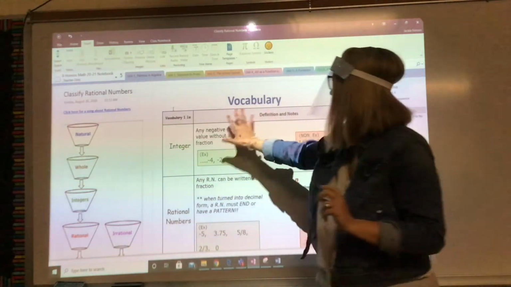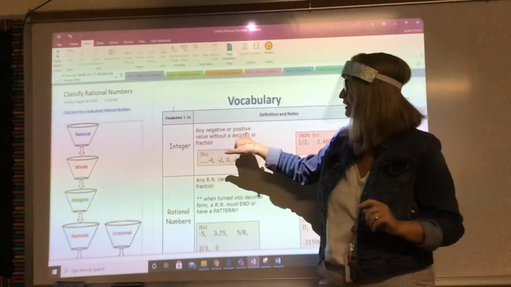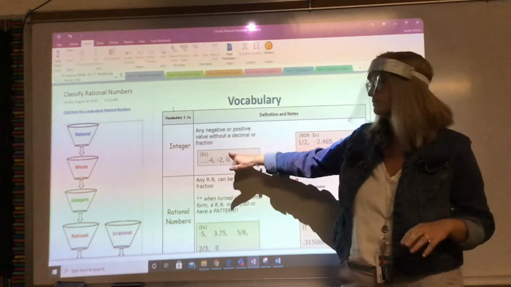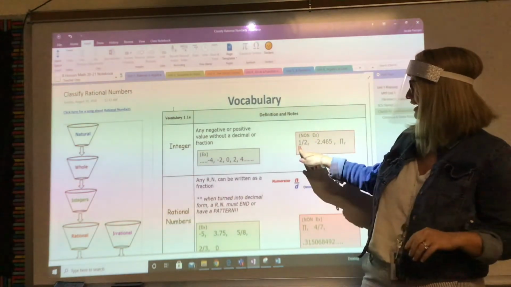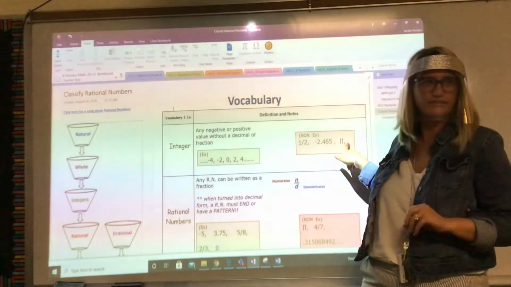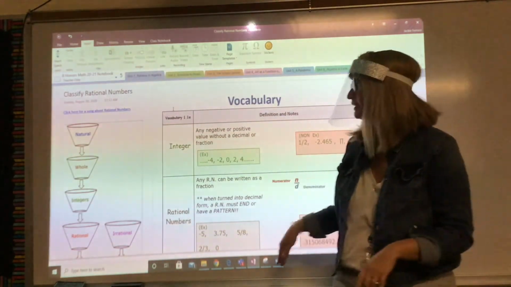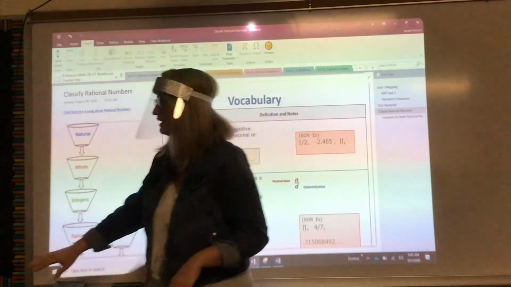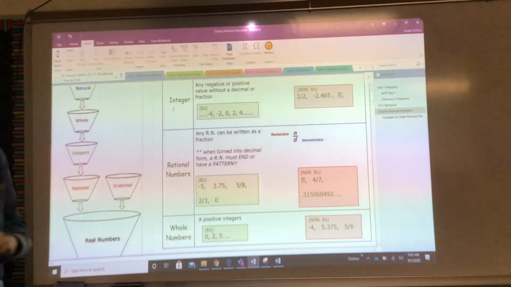Okay? So right here we're going to look at the definition of integer. An integer is any positive or negative value without a decimal or fraction. Here are examples, and here are non-examples. Fraction, decimal, pi is infinite. These are not examples of integers. Okay? Now we're going to do the next cup, which is our rational numbers.